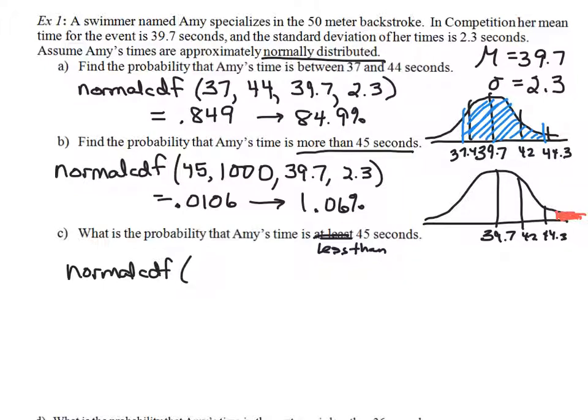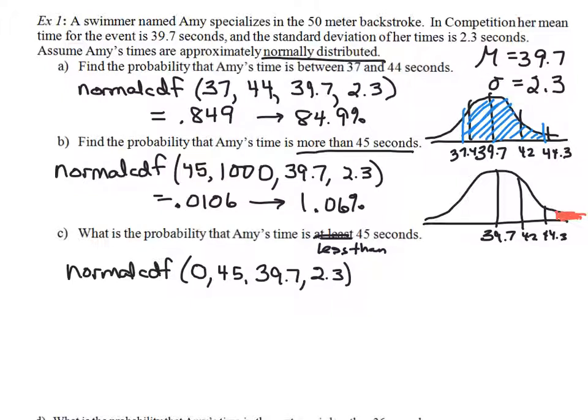This time my lower bound, since I want less than 45 seconds, I've got to go all the way down to the left side of my bell curve. So I've got to start at 0, because that's the smallest amount of time that Amy could be swimming. We want to go up to 45, so that's the higher bound. 39.7 is the mean. 2.3 is the standard deviation.